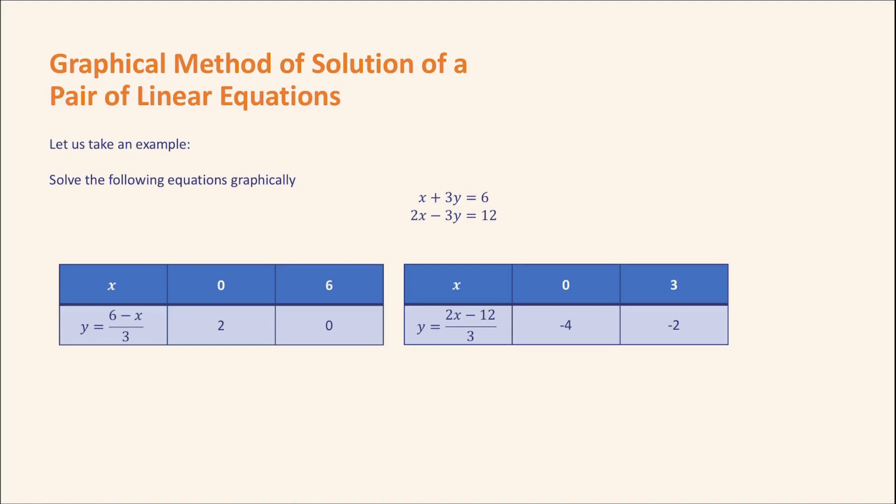So here we have an example. We have one linear equation, x plus 3y is equal to 6, and the other is 2x minus 3y is equal to 12. First, we'll find out points to plot on the graph. This is very simple. For the first equation, we take x as 0, then y would be 2, and when we put x is equal to 6, then y comes out to be 0. Now for the second linear equation, when we put x is equal to 0, we have y as minus 4, and when we put x is equal to 3, then we have y as minus 2. So now let's plot all four of these points on a graph.